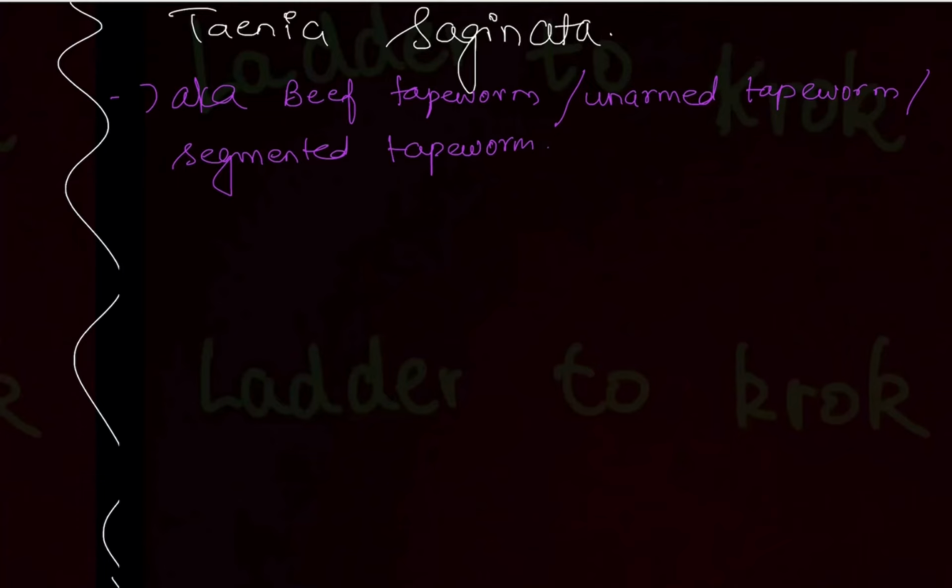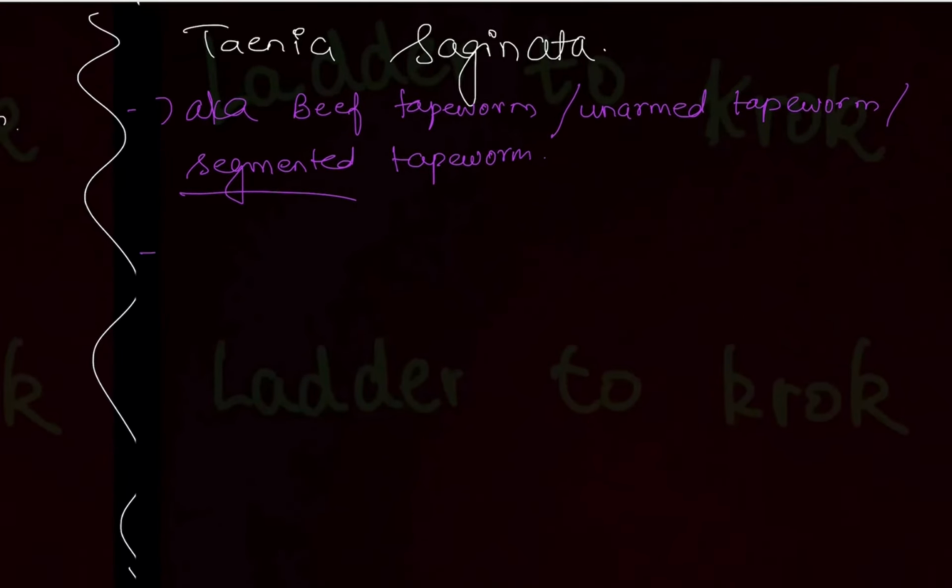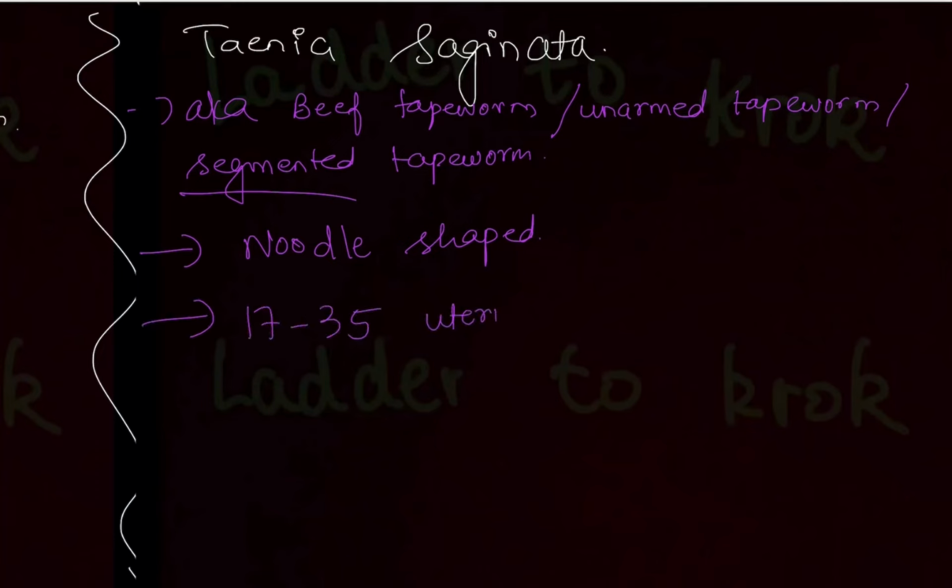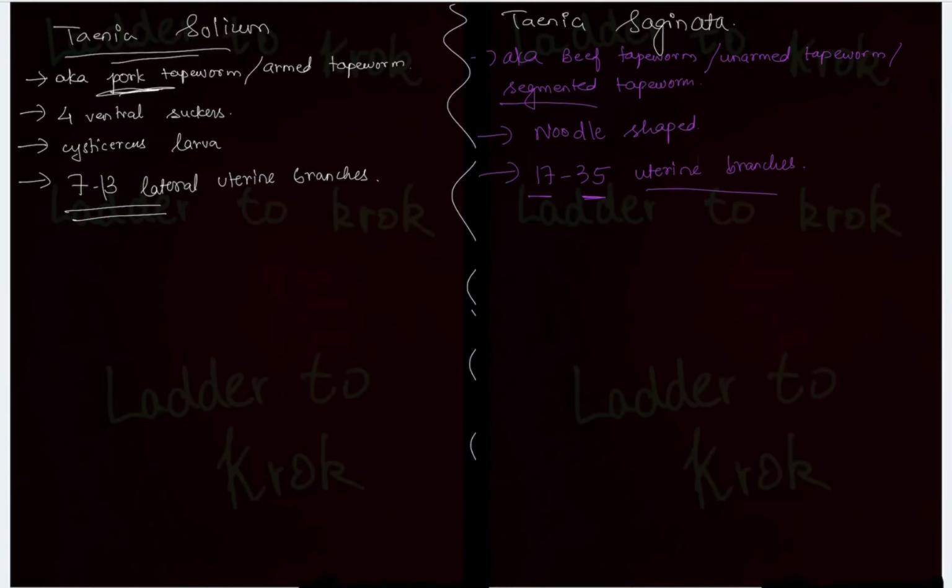So remember, whenever they mention the organism was found and it has a segmented body, at that time they are talking about Taenia saginata, okay? The next thing that you should know about is shape. It is noodle shaped. And lastly, you should know that it has 17 to 35 uterine branches. Taenia solium had 7 to 13. Now, Taenia saginata has 17 to 35 uterine branches. So this is the difference between the two that you should remember, okay?